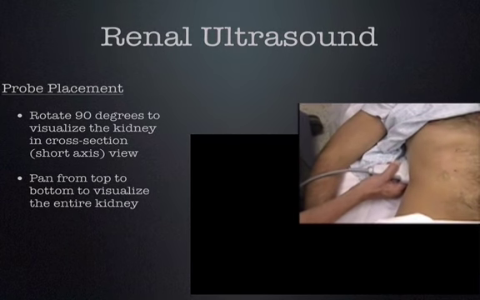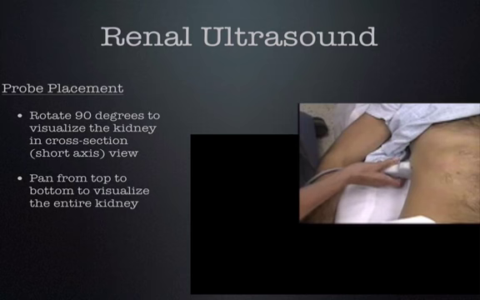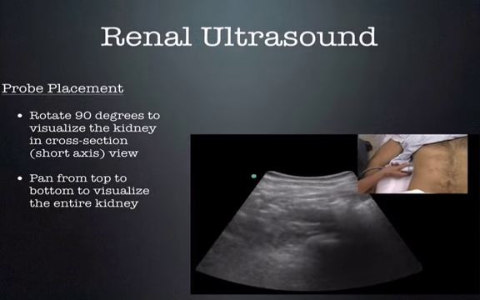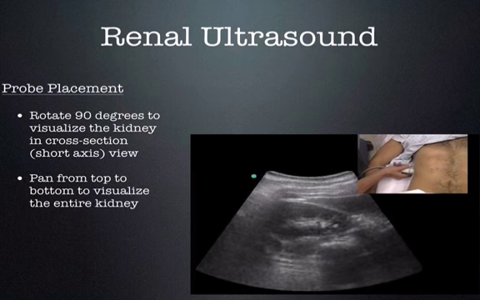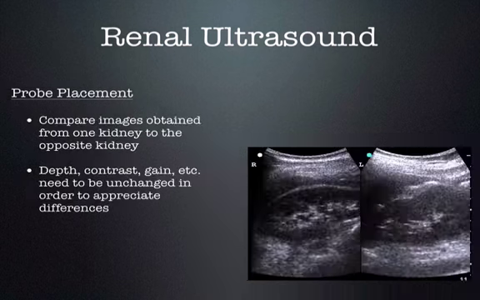Once the long axis of the kidney has been fully visualized, rotate the probe approximately 90 degrees in order to visualize the kidney in the short axis or cross-section view. Again, pan from top to bottom in order to visualize the entire kidney. Compare images obtained from one kidney to the opposite kidney, maintaining the same depth, contrast, and gain.